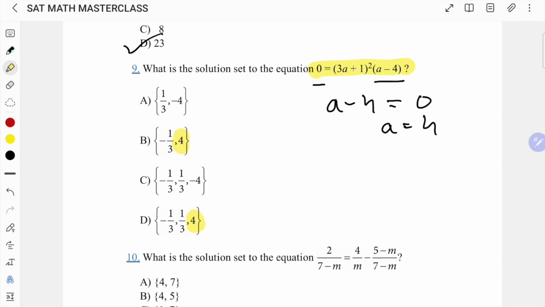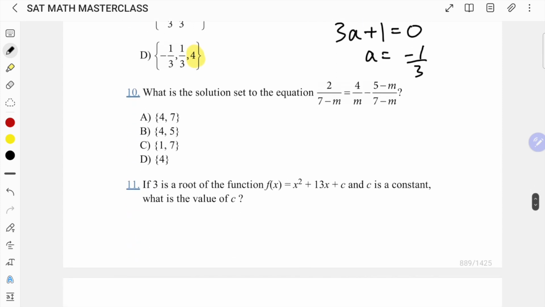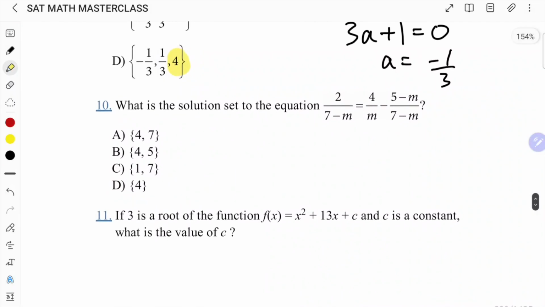For the second part, we're given (3a plus 1) the whole square equals 0. Don't get fooled by this square, okay? It will be the same as 3a plus 1 equals 0. So a will be equal to minus 1 divided by 3. So the correct option will be option B, minus 1 divided by 3 comma 4. Alright, moving on to the next question. We have a similar question.